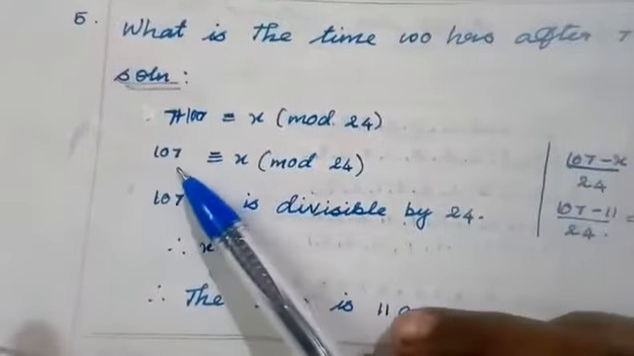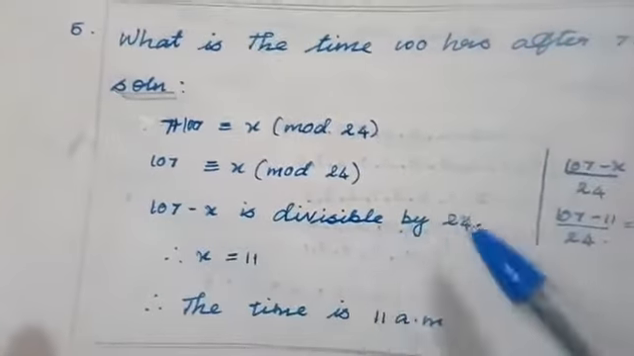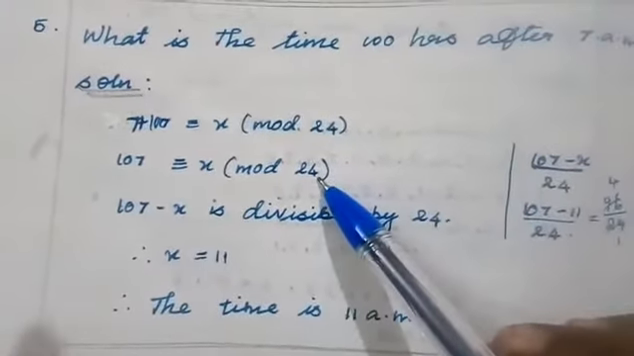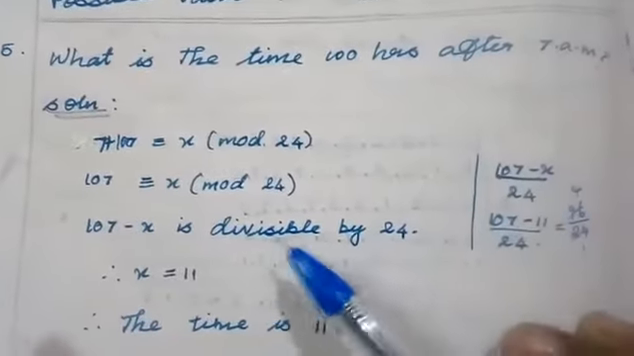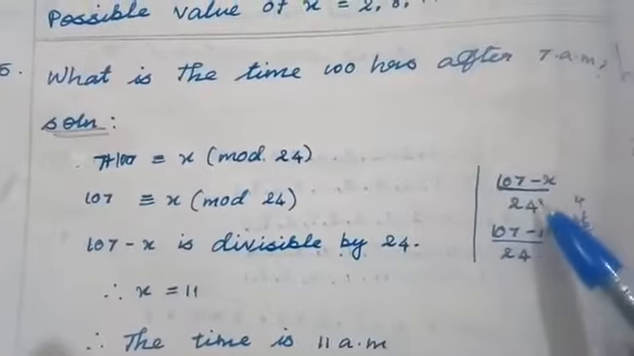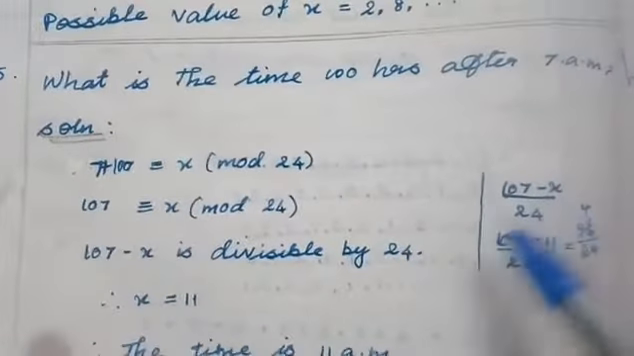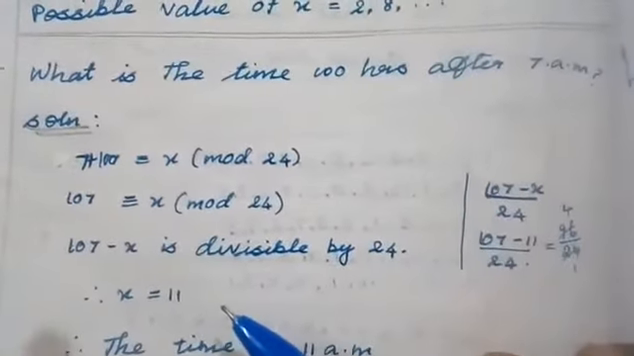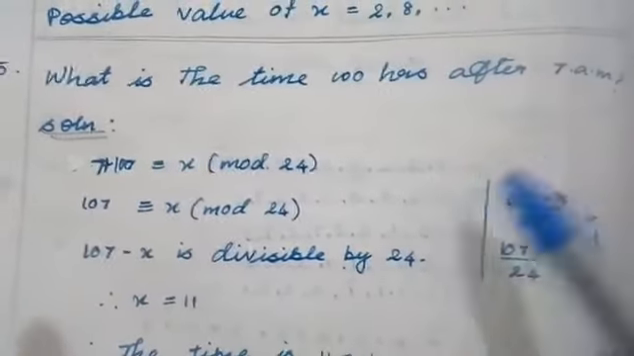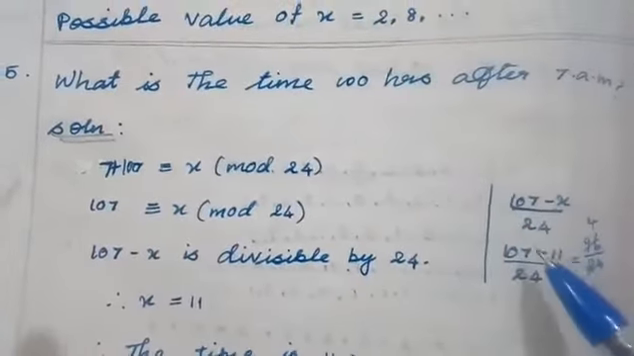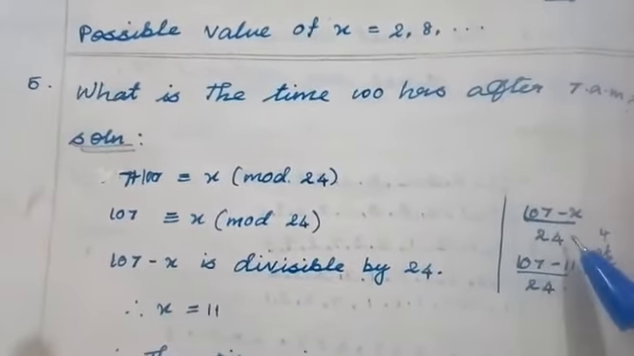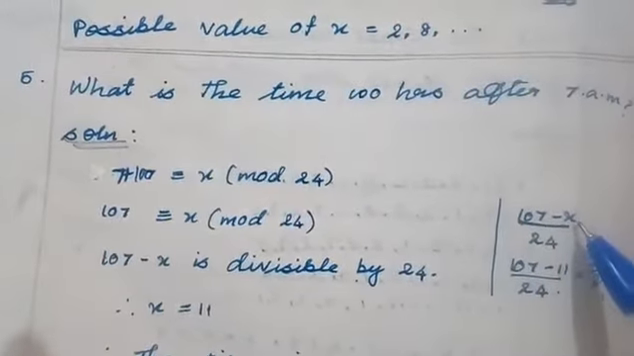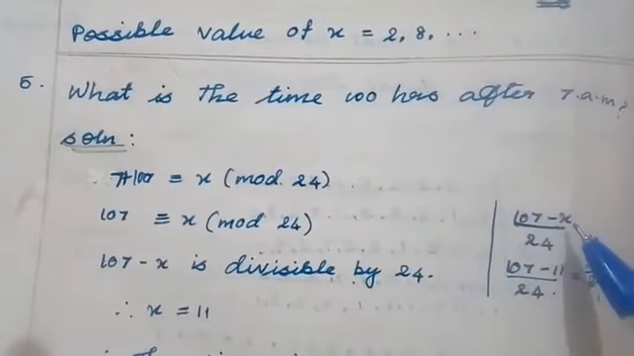By the definition, 107 minus x is divisible by 24. On our side, you write it as 107 minus x by 24. In the previous video you used the longer form here, but that looks a little lengthy, so write this one at the side: 107 minus x by 24. Then substitute suitable values for x, randomly or one by one, and check.